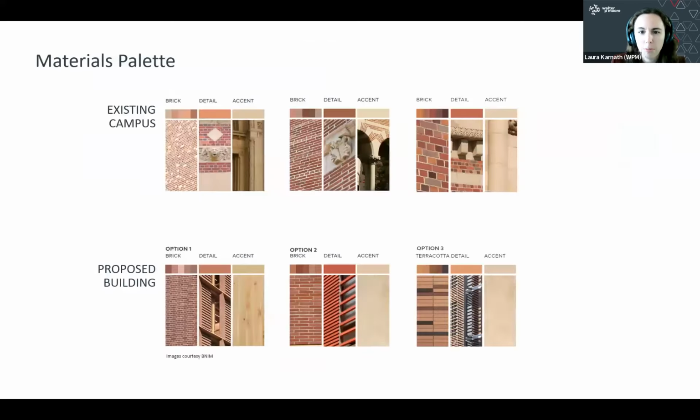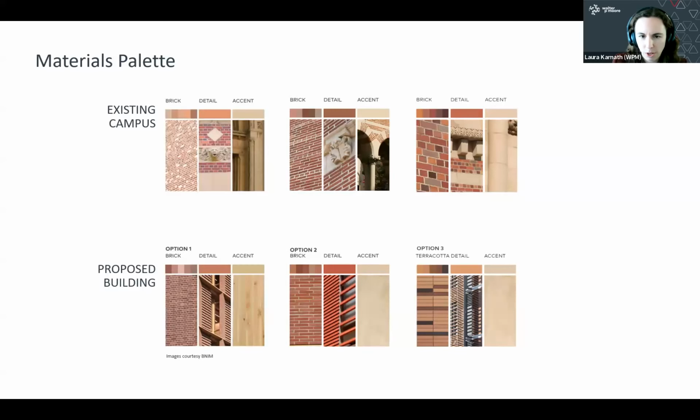They had a materials palette that they knew they wanted to go with. They looked at the existing campus, what's there, there's a lot of brick. And then they proposed some material palettes that they would consider using on their design. So they looked at some different brick options, some detailing. They looked at some terracotta, some shading fins, that kind of thing.